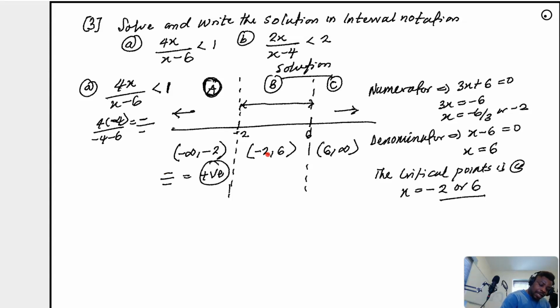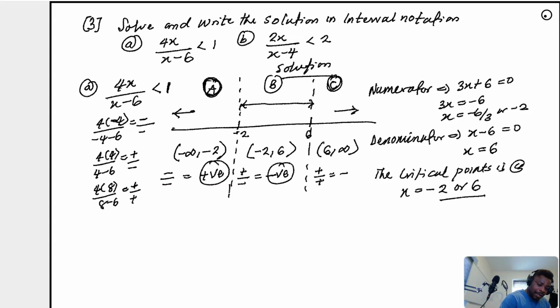Let's go to B now. Pick a number between minus 2 and 6. We can pick 4. 4 times 4, then 4 minus 6. 4 times 4 is 16, that is positive. 4 minus 6, that is minus 2, that is negative. So positive divided by negative, that is negative. That is for B. Let's go to C. Pick a number between 6 and infinity. We can say 8. So 4 bracket 8, then 8 minus 6. 4 bracket 8, that is 32, positive. 8 minus 6 is also positive. So positive divided by positive, that is positive.